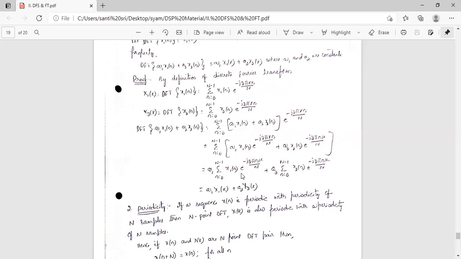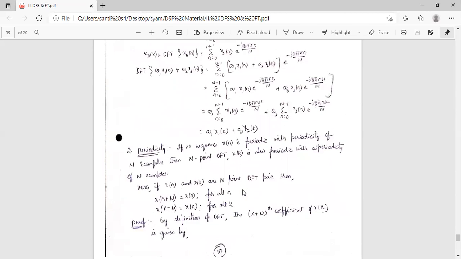Or this is x1 of k and this is x2 of k. Hence the result. So it is a1 into x1 of k plus a2 into x2 of k. So therefore DFT of a1 into x1 of n plus a2 into x2 of n is equal to a1 into x1 of k plus a2 into x2 of k. Okay, like this will prove the linearity property.